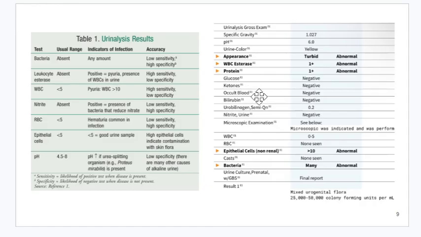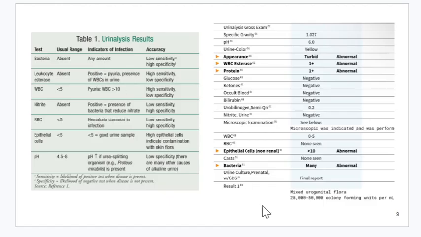Then if you guys scroll down further in this UA, you will also see that there were some epithelial cells showing up. It is greater than 10, and you should actually have, I believe this one says less than 5. And then bacteria, there is many. And then up here, when we were talking about bacteria, it should be absent, right? We don't want there to be bacteria.